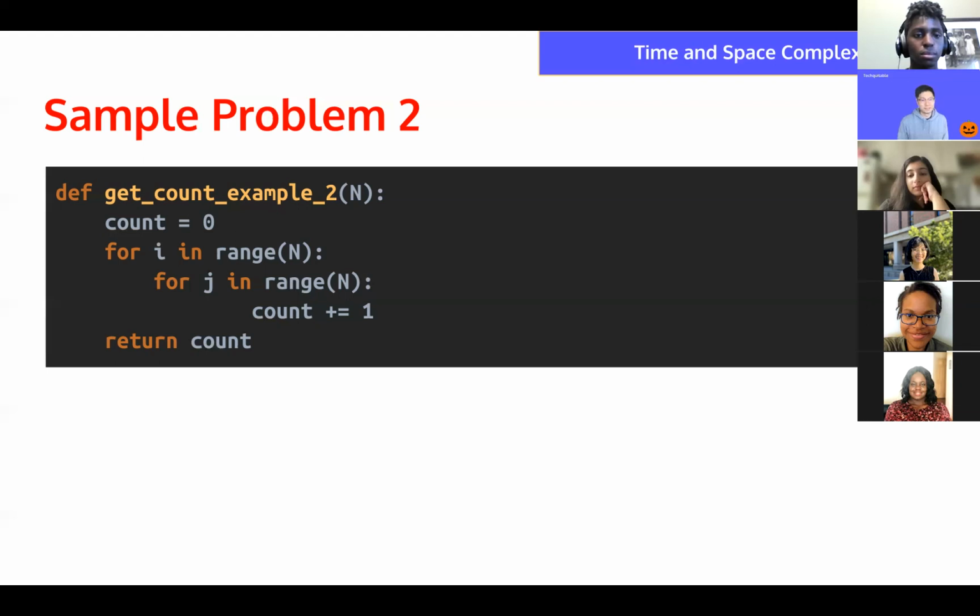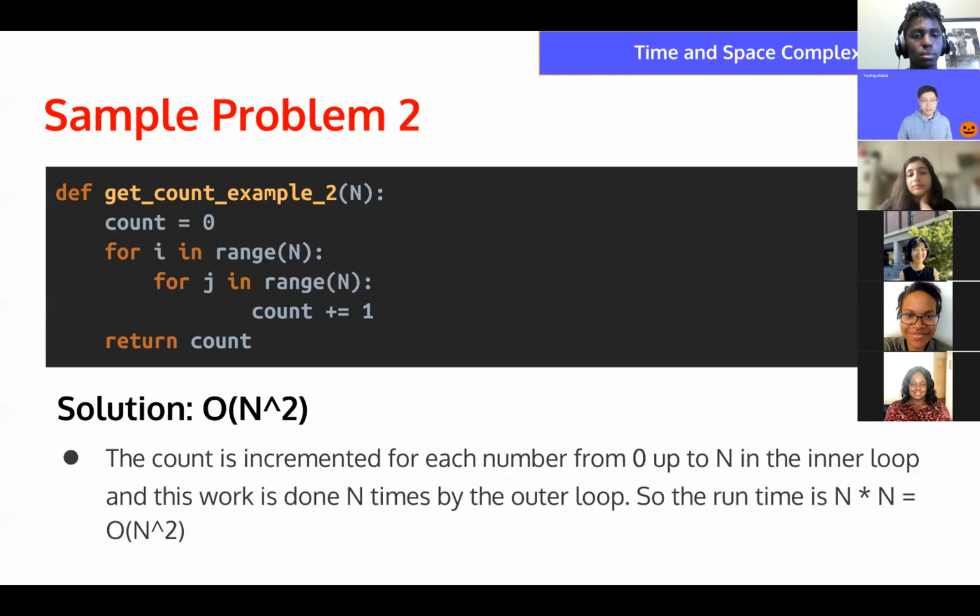Because of the double for loops. Double for loops, right? And the operation being done inside that inner loop is also done in constant time, right? So that's why it's constant time times n times n, which ends up as n squared. So yeah, that's the right answer.